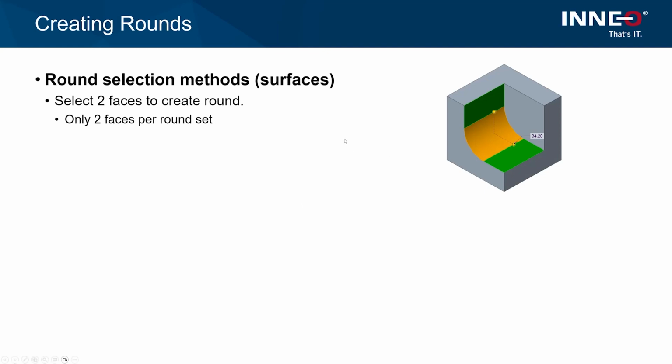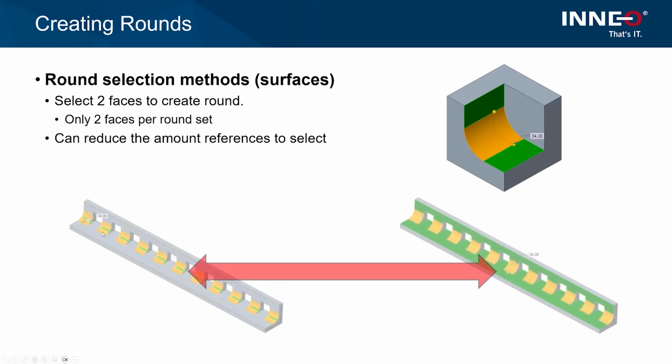You might get a scenario where you've got lots of edges to pick. So if you have something like this model, if you go and click all those edges, it will be many edges that you have to select. Instead of that, what you can do is just pick this surface, and that will then allow you to create the round on all those edges within 2 clicks. So let's now have a look at how we do this inside Creo.